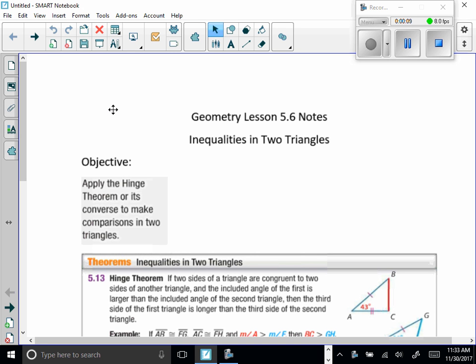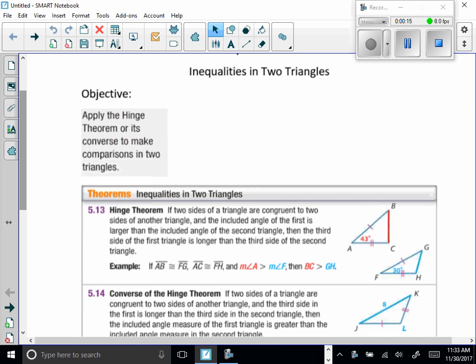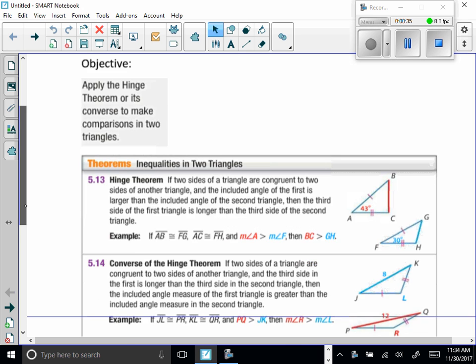All right, we're going to do lesson 5.6, Inequalities in Two Triangles, and we're going to apply what's called the hinge theorem. You should think of this as operating just like the hinge on a door. The further you open the door, the greater the angle of the hinge. And the more you close it, the smaller the angle that it creates.